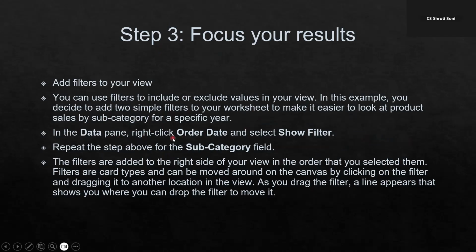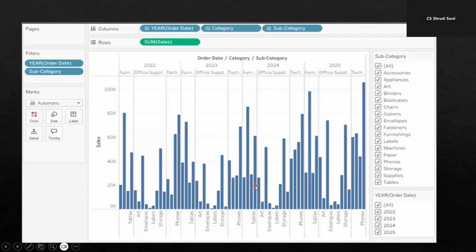In the data pane, you can right click Order Date and select Show Filter. You can repeat this step for the Subcategory field and other category fields also. The filters are added to the right side of your view in the order that you've selected them. They are basically card types and you can move them around the canvas also. You can click on the filter and drag it to another location. As you drag the filter, a line appears that shows where you want to drop the filter to move it. So this is how the visual will now be.